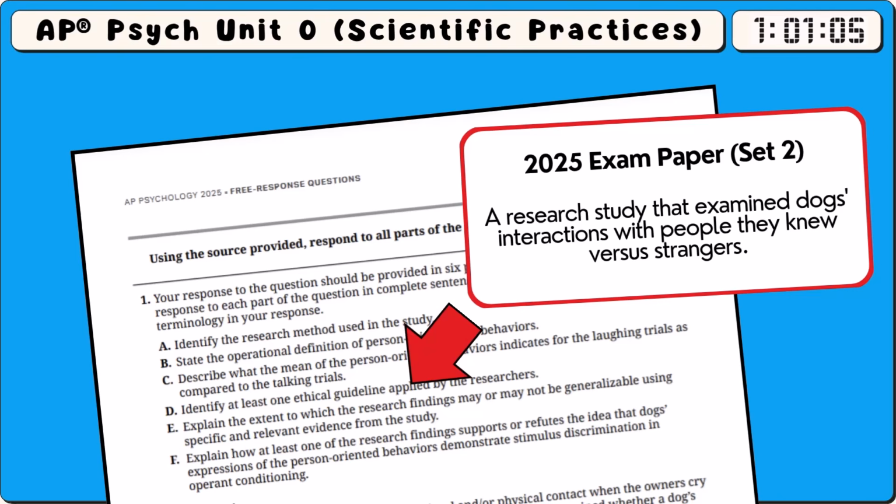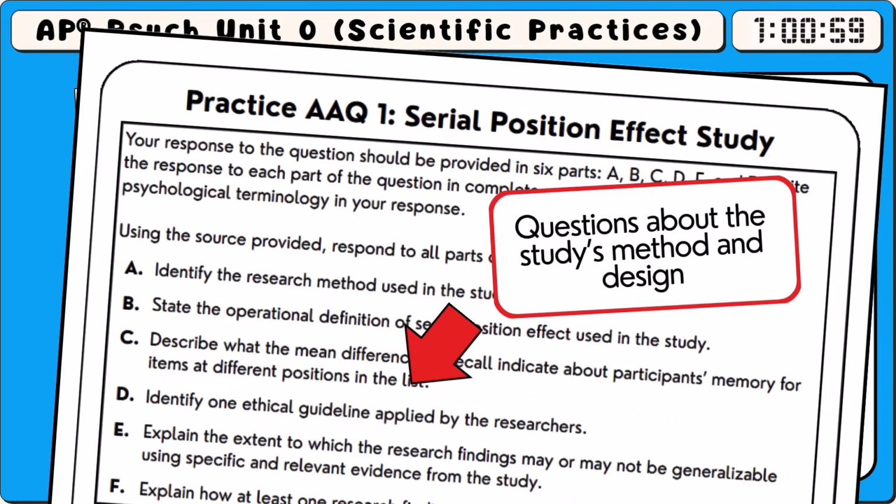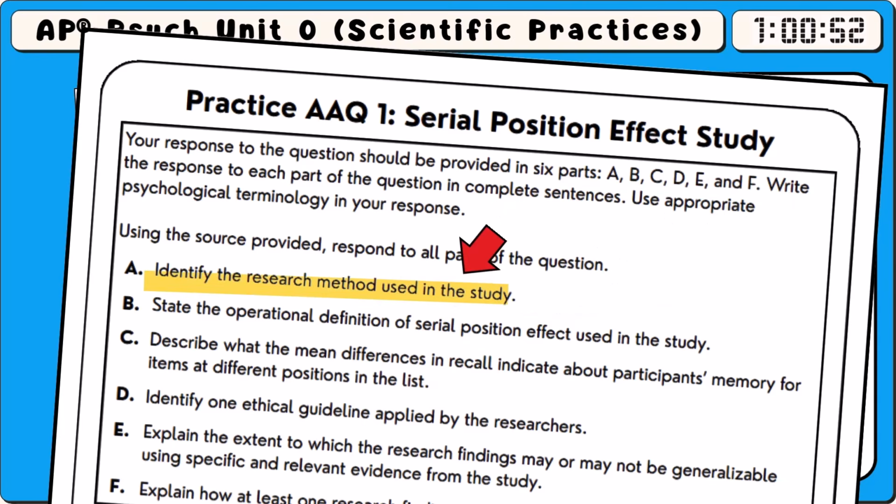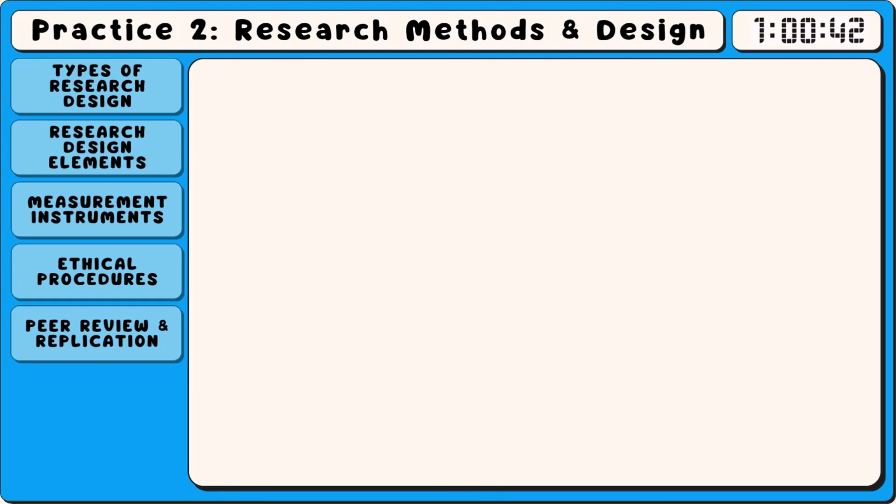It was a real study, and students were required to answer questions about how the study was designed. So, after you read the article summary in your own exam, you'll be asked questions about the study's method and design. Questions like, identify the research method used in the study, and identify one ethical guideline applied by the researchers. I'll teach you everything you need to know about research methods and designs for the exam here.